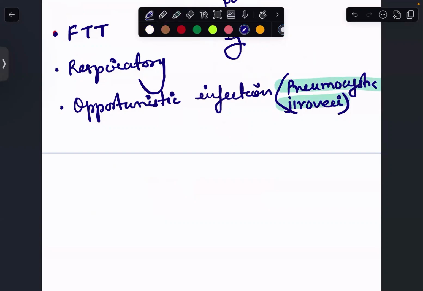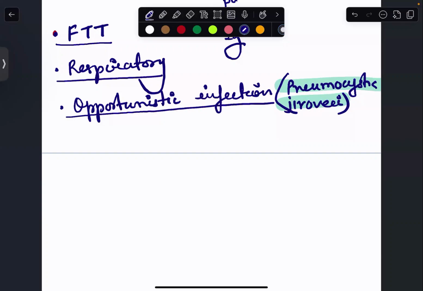In an immunodeficient child who is having pneumonia or meningitis or any other condition, you have to keep the possibility that this is probably the organism. And accordingly, you have to treat the child. You cannot treat with the normal antibiotics. Maybe you have to increase the antibiotics or go to second generation, third generation. So we see there is failure to thrive, there is respiratory infection, there is opportunistic infection by Pneumocystis.